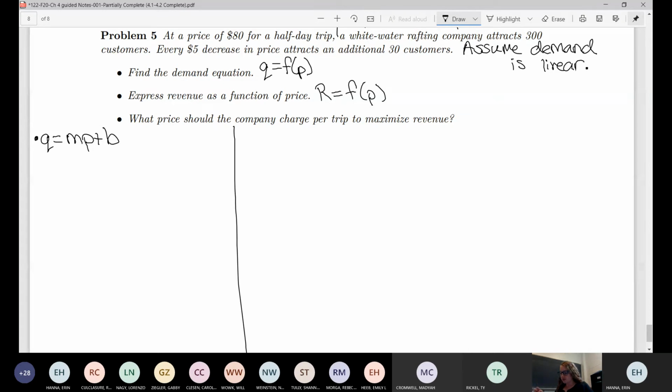So the information we're given is we're essentially told that $80 gets us 300 people. So a price of 80 is attached to 300 people. And then that second sentence is actually essentially setting up our slope for us.